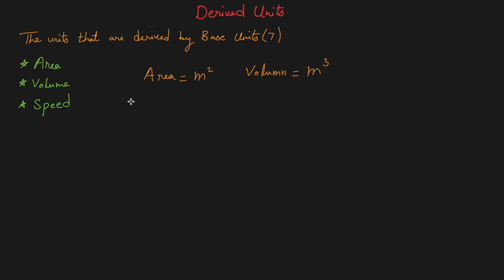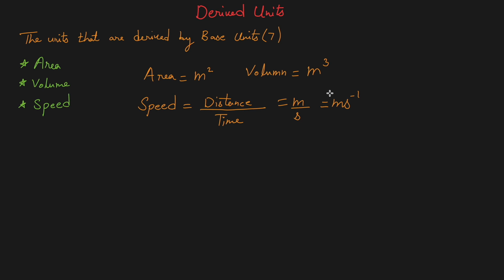And then we have speed. In the case of speed, we know the equation of speed, which is speed equal to distance divided by time. So there are two base units in play here. First, the upper one is distance, which is length, and the base unit for length is meter. Then the second is the base unit for time, second. So we will have m by s, or you can say m s minus 1, meter per second. So the unit for speed, which is a derived unit, will be meter per second, or m s minus 1.